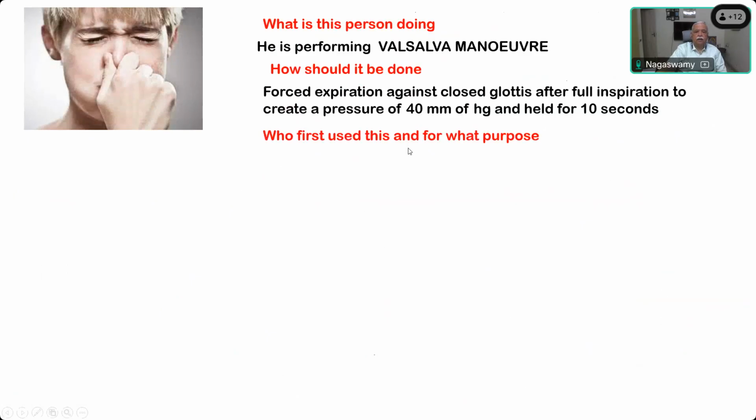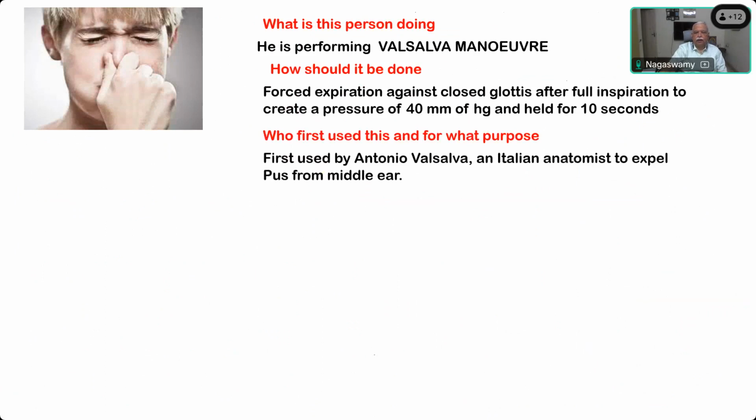Who first used this and for what purpose? Why is it called the Valsalva maneuver? That is the person's name. It was first used by Antonio Valsalva, an Italian anatomist, to expel pus from the middle ear. So when you do this, the pressure inside the eustachian tube increases. Any pus that was present in the middle ear, outside the eardrum, used to be expelled out by this maneuver.